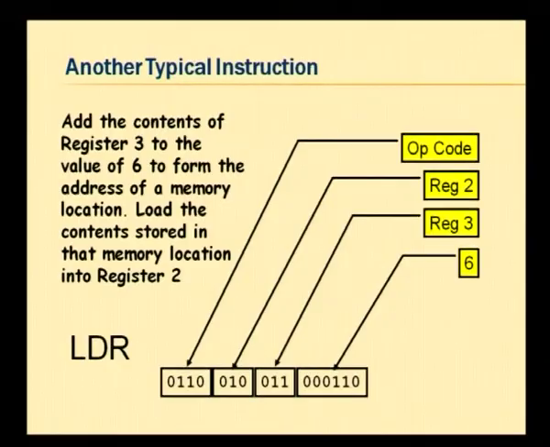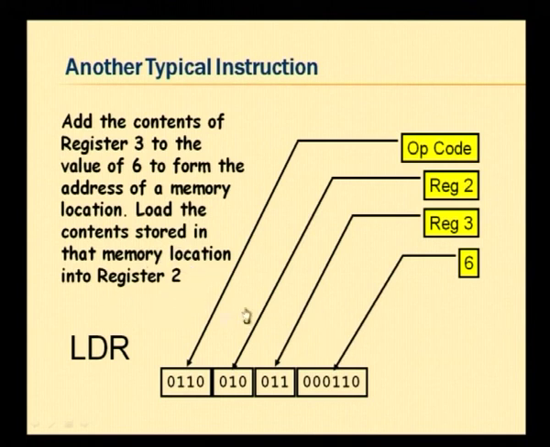Let us look at another typical instruction. In this case, I am looking at a load register operation. What are we going to do here? I am going to take the contents of register 3, add the value of 6 to form the address of a memory location. I do not have the memory location address specified directly, but I take the contents of register 3, add the value of 6 to that to form the address, and then load the contents stored in that memory location into register 2.